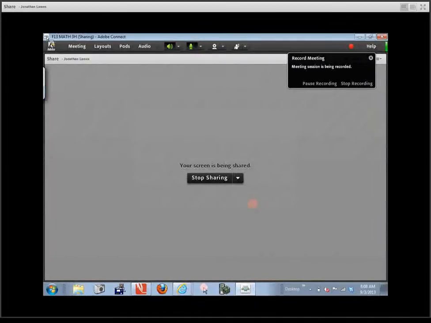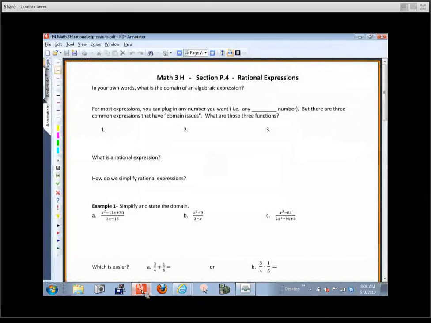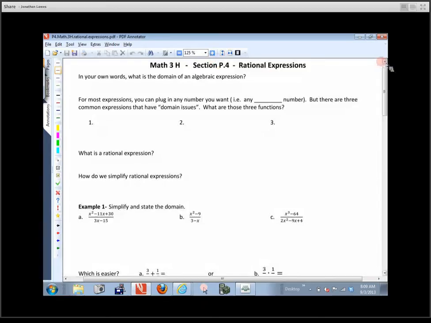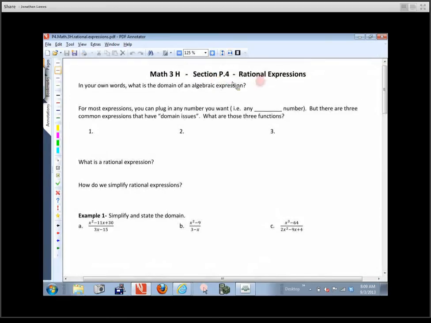P3, the one on factoring, because this section relies a lot on your factoring skills. Now, luckily, a lot of the factoring isn't as difficult as some of the problems you may have seen in P3, but they can still be kind of tough. So the first question on here, this section at P4, is on rational expressions.